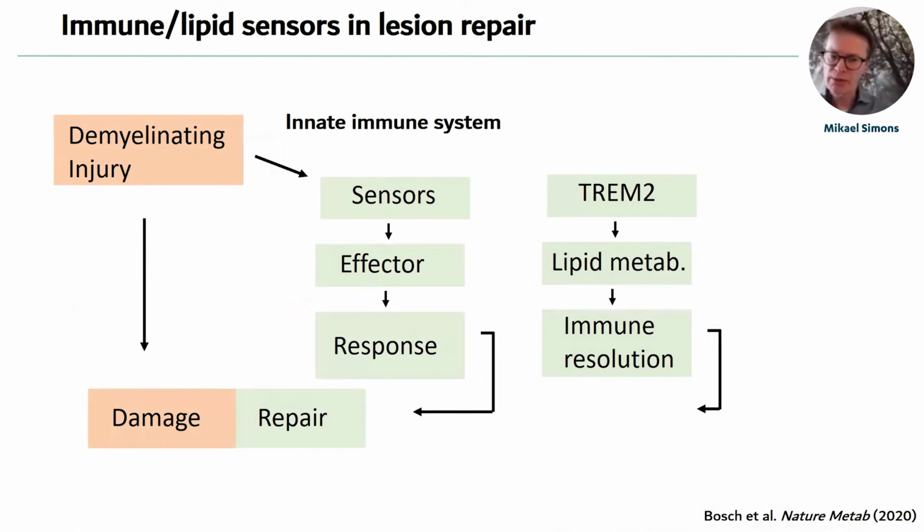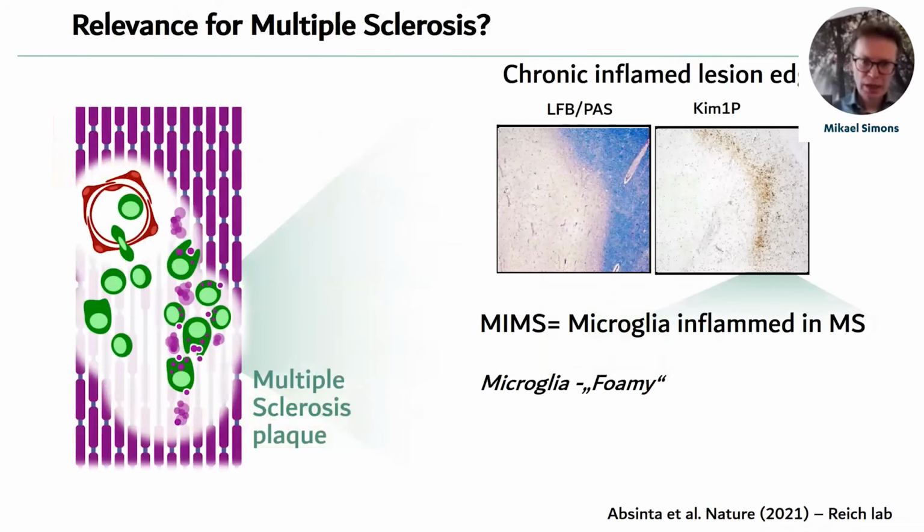So there are now several antibodies that have been developed by different companies, and they are now entering into clinical translation, mainly for Alzheimer's disease, but there are also trials planned for multiple sclerosis. So I showed you data that was completely based on mouse work. So the question is, what is the relevance of this for human multiple sclerosis? And is there any evidence that there could be impaired lipid clearance in MS lesions?